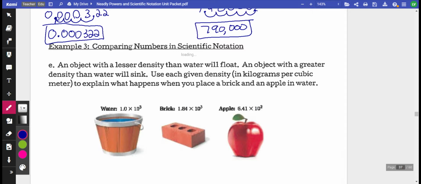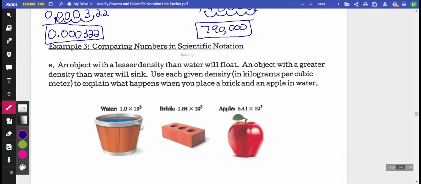So an object with a lesser density than water will float, while an object with a greater density than water will sink. So we're going to use each given density in kilograms per cubic meter to explain what happens when you place a brick and an apple in water.